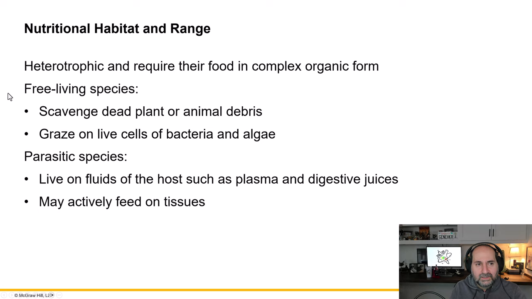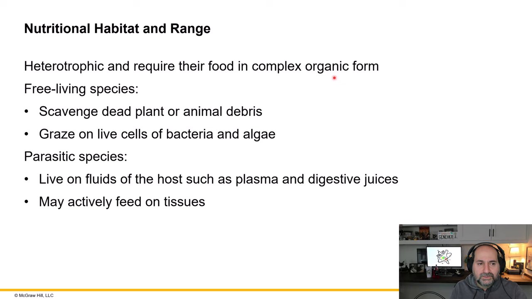These are animal-like, meaning they feed like we do. They don't feed on sunlight and CO2 like plants do. They feed off of complex organic molecules. So they are heterotrophs like you and me. They feed off of organic material.